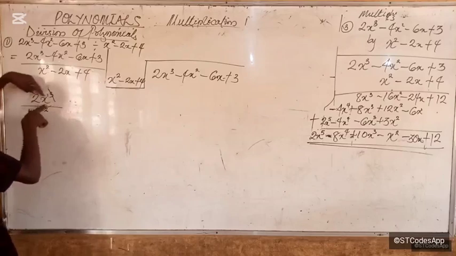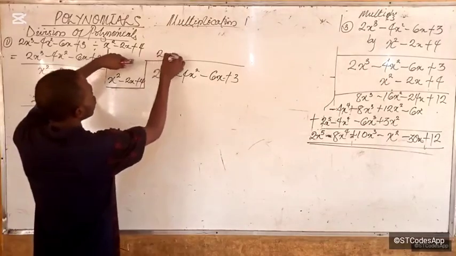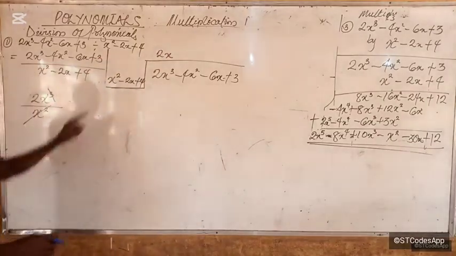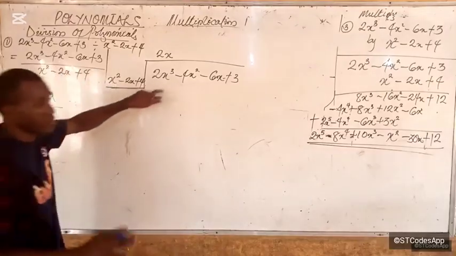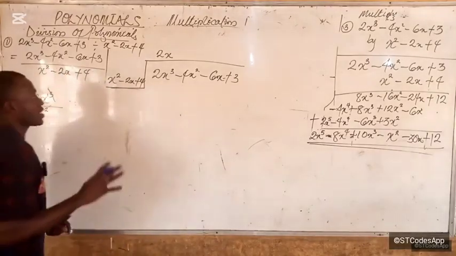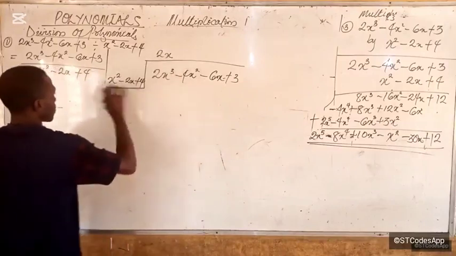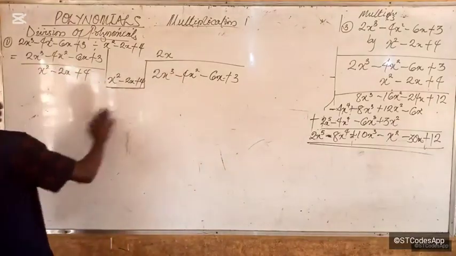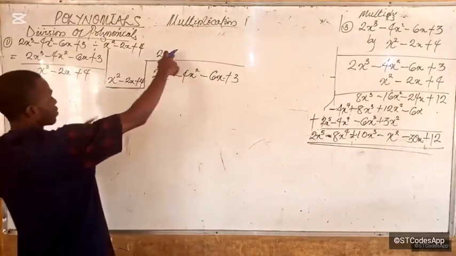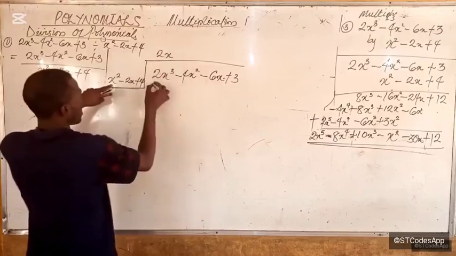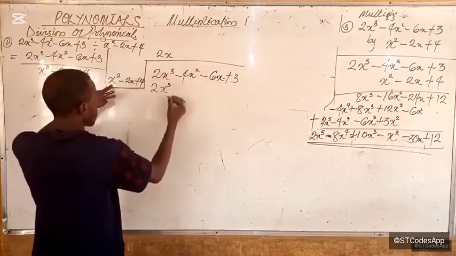right? So my answer is what? 2x. I used only this first term to divide this first term. That was all I did. And once I've done that, I will now use this to multiply this throughout. So once I've gotten my first quotient term, then I'll do this. This by this will give me the same thing, 2x cubed.